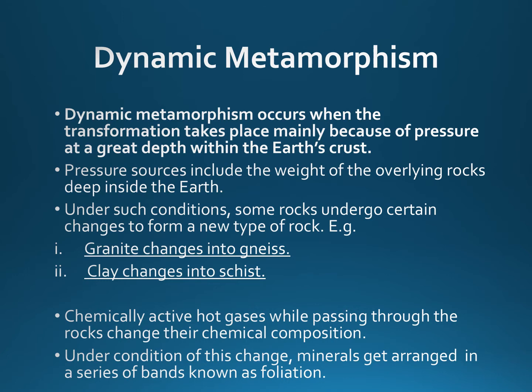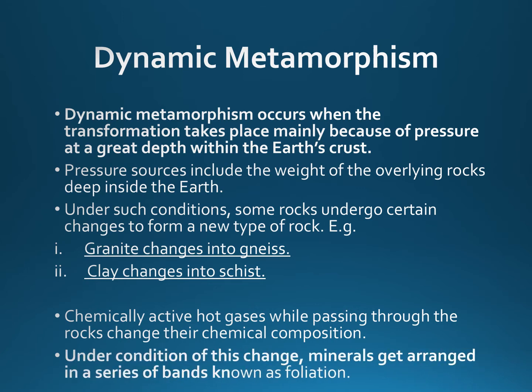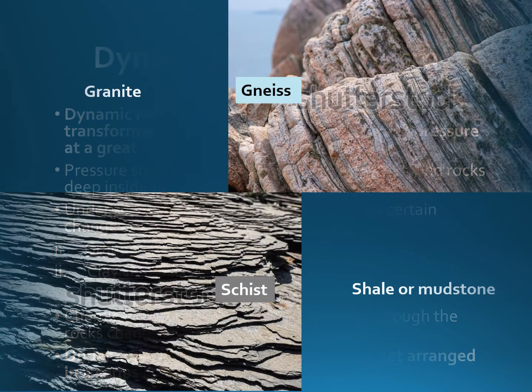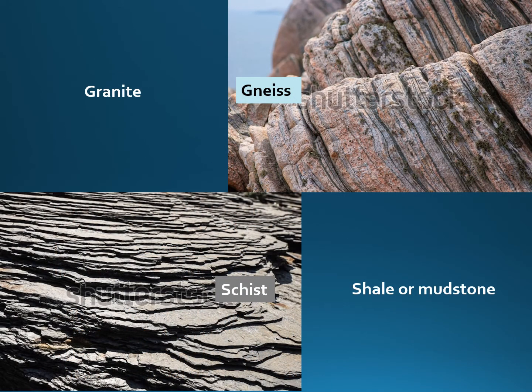Chemically active hot gases, while passing through the rocks, change their chemical composition. Under conditions of this change, minerals get arranged in a series of bands known as foliation. Look at these pictures. This is gneiss, which is getting converted from granite due to heavy pressure. And this is schist, which is metamorphosed from shale or mudstone because of heavy pressure and heat. These are metamorphic rocks.